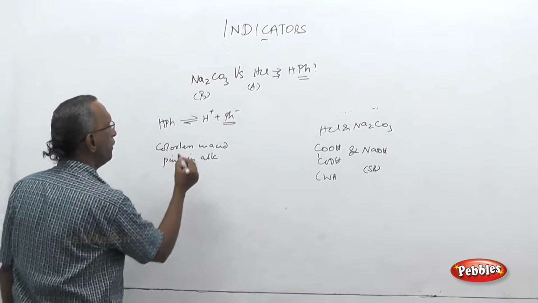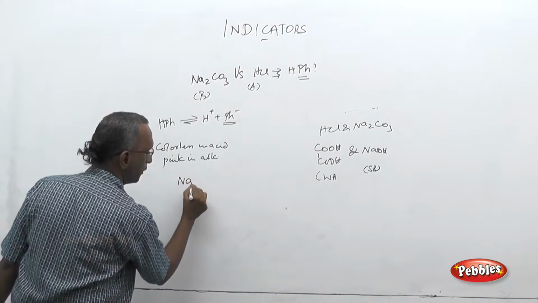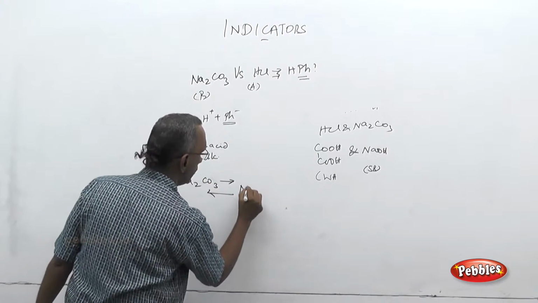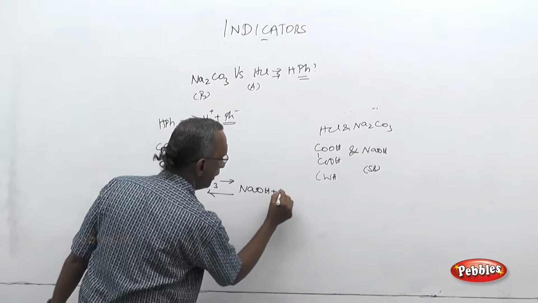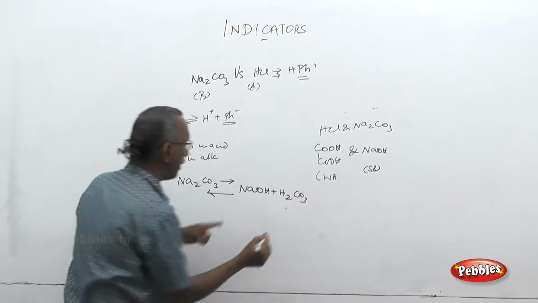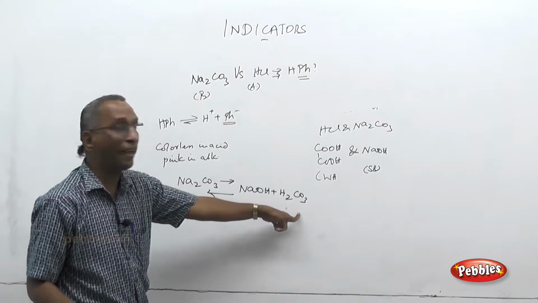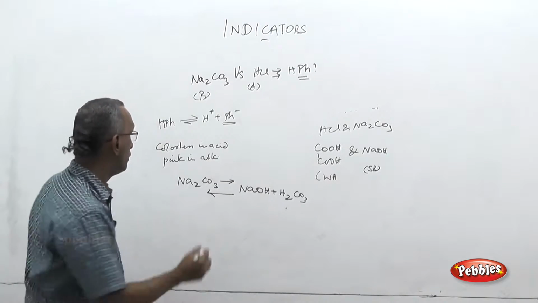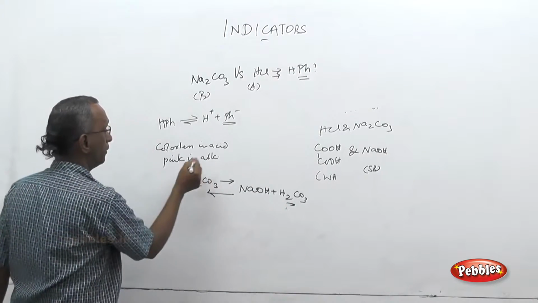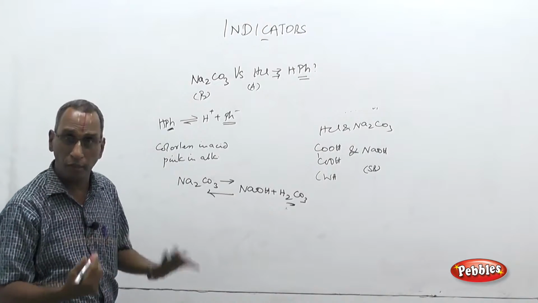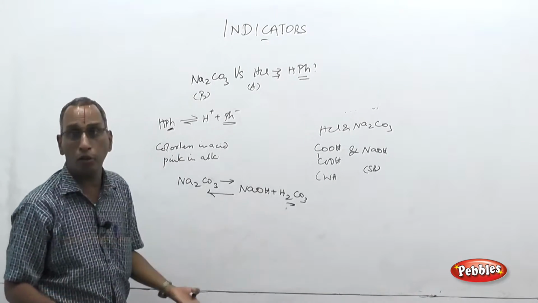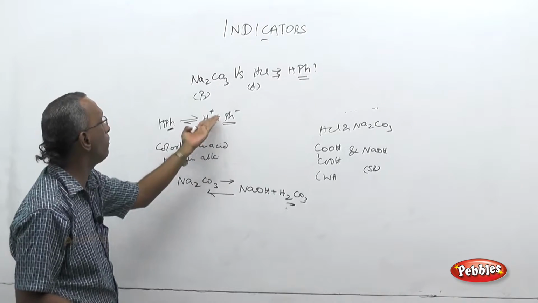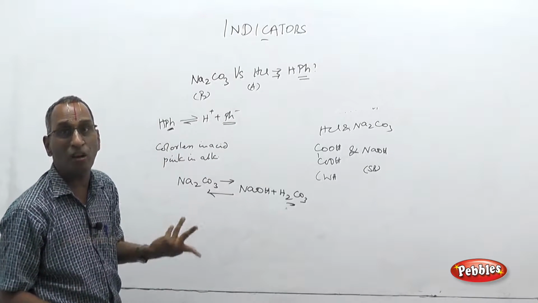Why? Because sodium carbonate is a weak base, it weakly dissociates to form sodium hydroxide and carbonic acid. Here the base is strong and carbonic acid is a weak acid. So here also weak acid, and phenolphthalein itself is also a weak acid. Carbonic acid is also a weak acid. Then how can it donate protons to shift the equilibrium towards left or right? So it is not functioning.